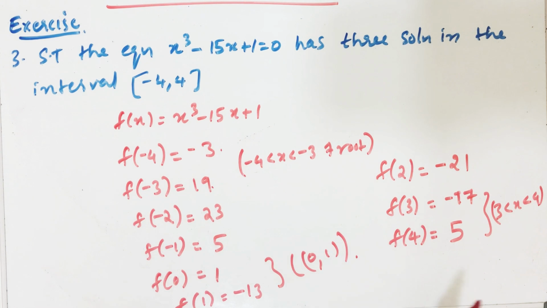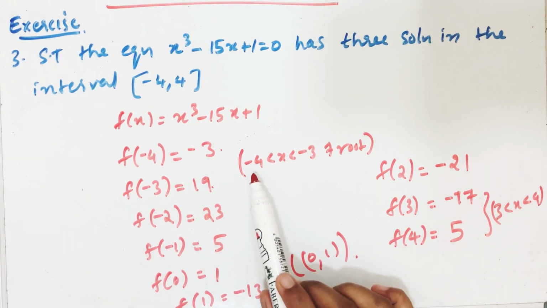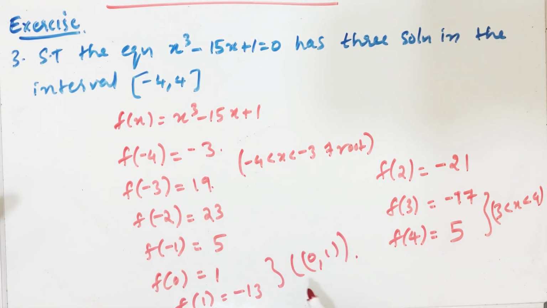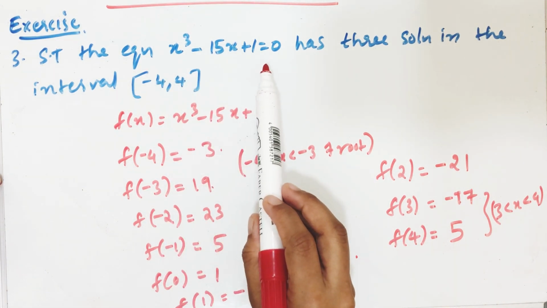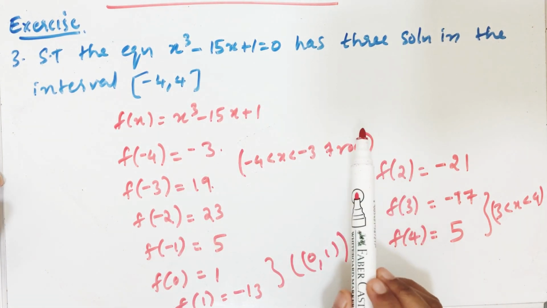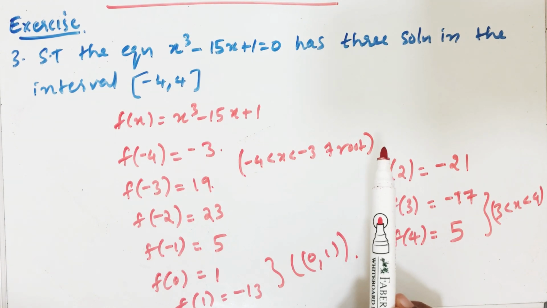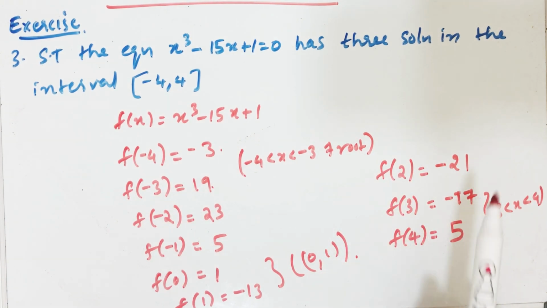So we have got 3 roots. One in the interval -4 and -3, another one in the interval 0 and 1, and a third one in the interval 3 and 4. Also see, this is a third degree polynomial, and a third degree polynomial can have at most 3 roots. These are the only roots of this equation.